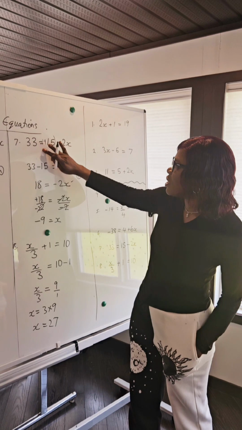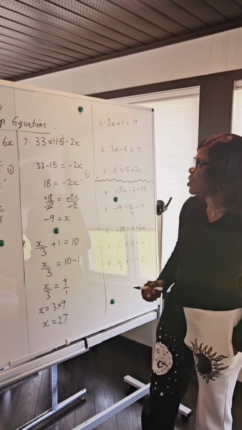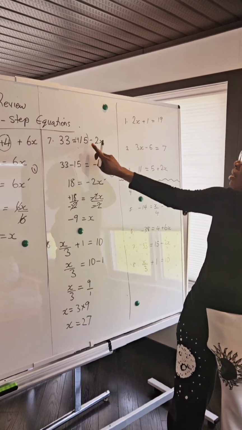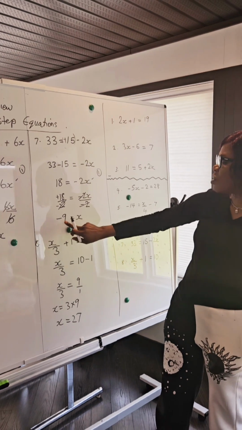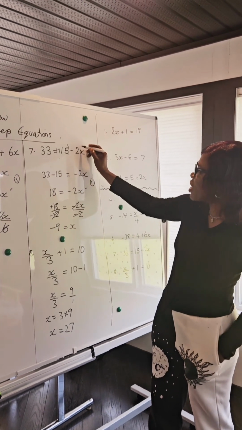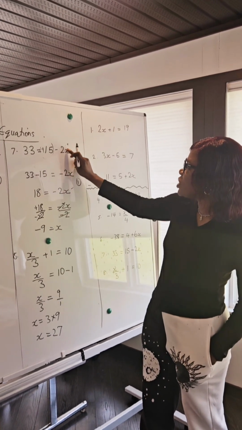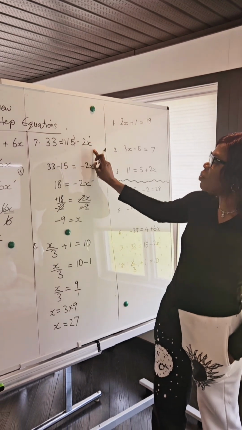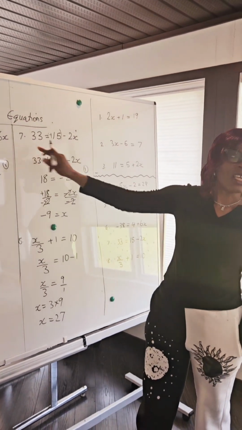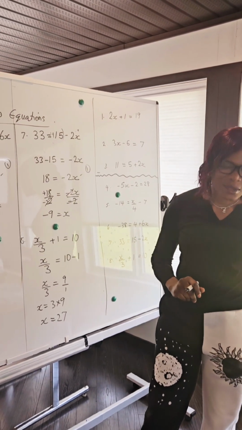Remember, you can easily check your answer if it's correct or not. So you have 15 minus 2x. You know the value of x now to be -9. If you put -9 here, -2 times this will give me 18. 15 plus 18, that will give you 33. That shows that you are correct.